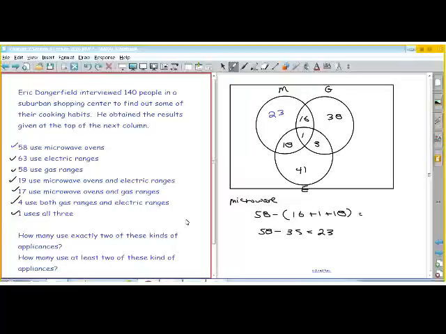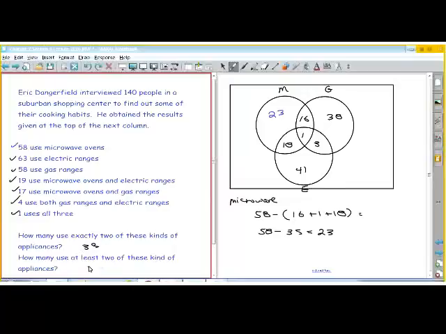So here we're using my mental math. 18, 28. Actually, I cheated that way. I went the other direction. 18, 24, 34, 39. So the answer would be 39 that use exactly 2.